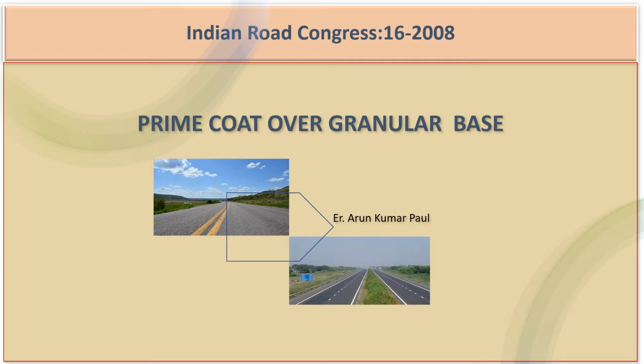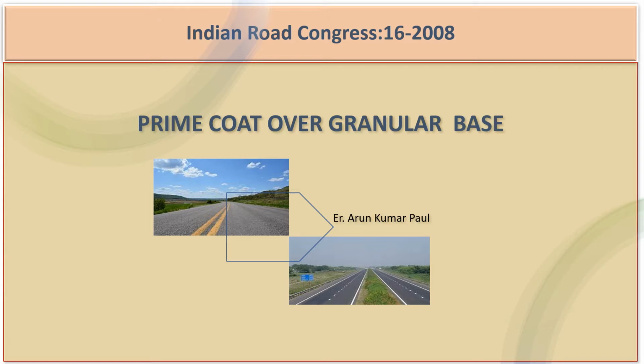Today I will discuss the topic prime coat over granular base. A good man-made pavement has its structural elements like subbase, base and surface course. We provide a bituminous surface course at top to make it all-weather, long-lasting, maintenance-free and above all a neat and clear appearance as far as a flexible pavement is concerned.